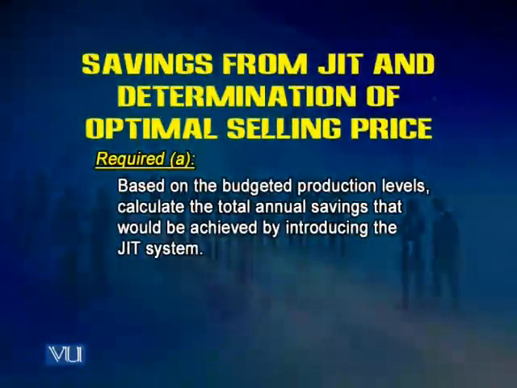This means just-in-time systems are going to be scheduled in such a way that there will not be any need of warehousing and therefore distribution through the warehousing. So the impact is that these costs have reduced, but direct labor cost has increased. Let's look at the requirement of the question. Required. Based on budgeted production levels, calculate the total annual savings that would be achieved by introducing the JIT system.